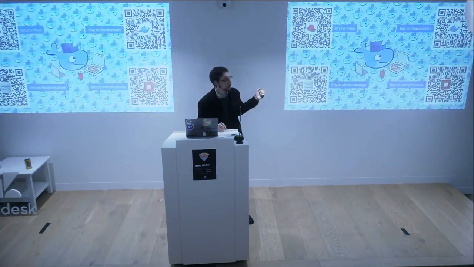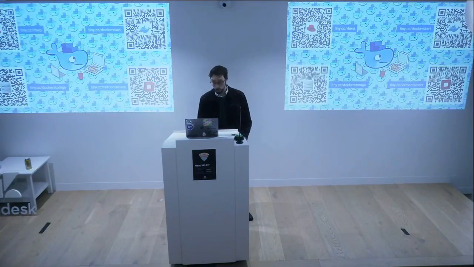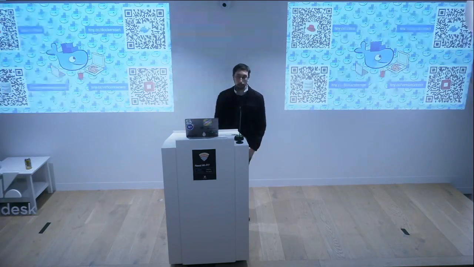So these are some of the sources that I based this talk on. We have the Red Hat white paper here, the Docker Getting Started guide, which is much improved since I first looked at it, thank goodness. This is a presentation about Docker storage and how that works, and about how virtual machines versus containers work, which is handy. So thank you for listening, and any questions?